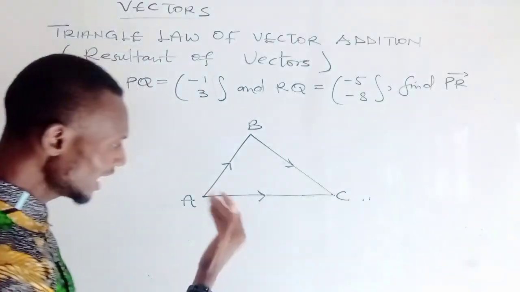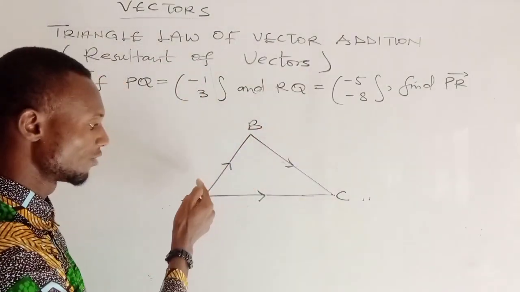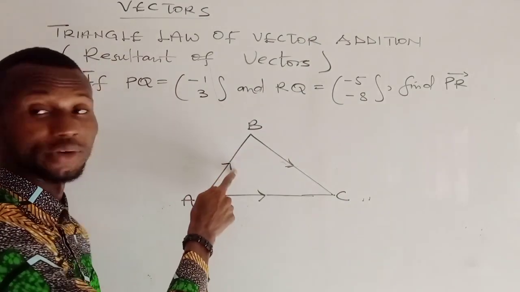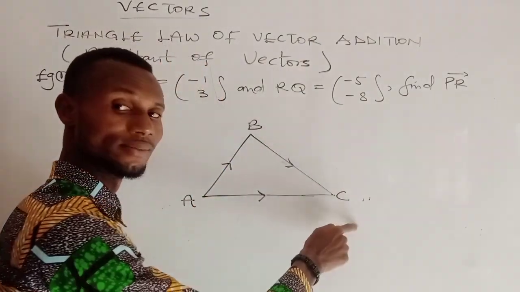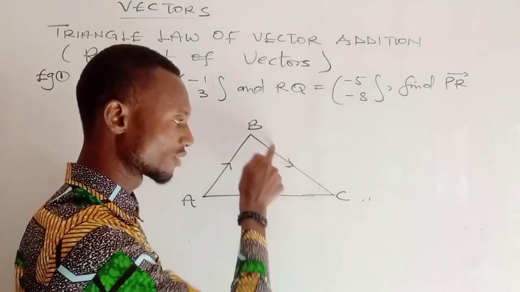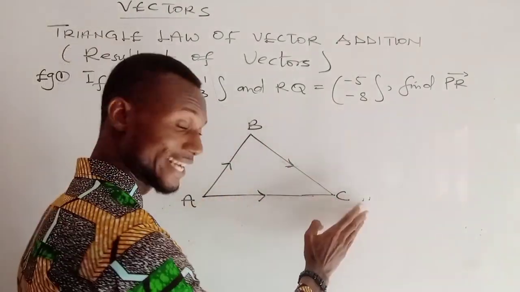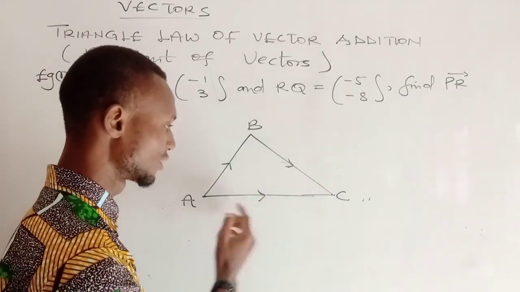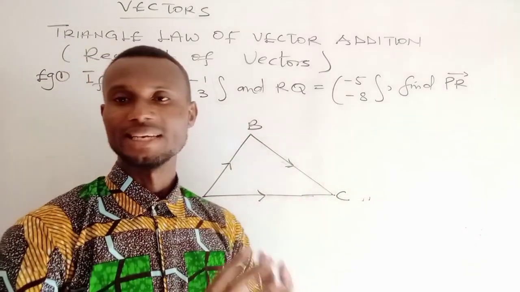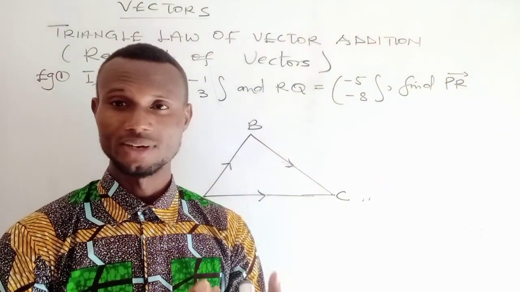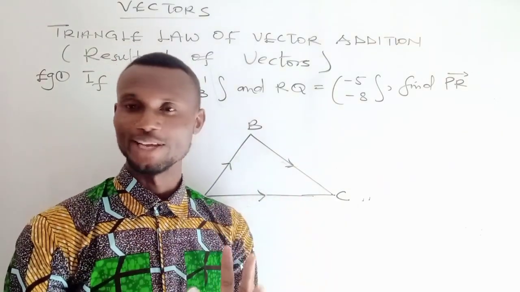So I'm saying that let's say I have vector AB, moving from A to B, that's why the arrow is pointing in this direction. And let's say I have vector BC, I'm moving from B to C, that's why the arrow is pointing in this direction. And also let's say I have vector AC, the arrow is pointing in this direction.